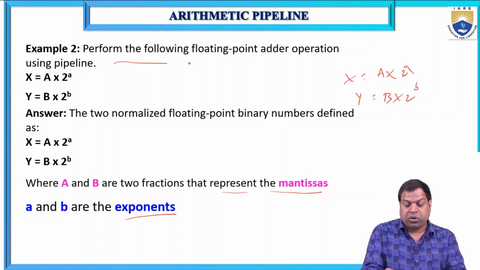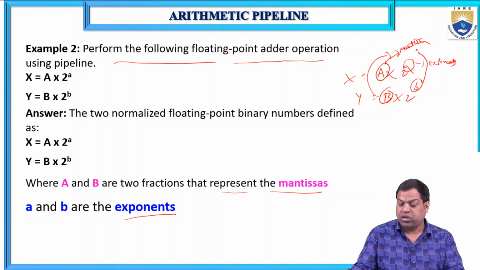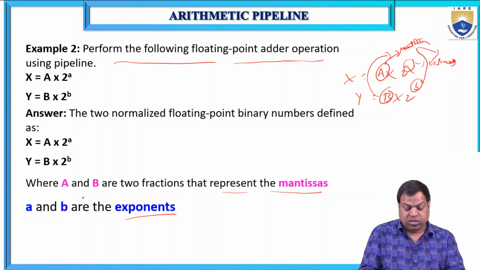So it is a question to perform the following floating point adder operation using pipeline. Floating point means we have to take floating numbers, and here one example, x equal to A into 2 power a and y equal to B into 2 power b. So it is in the form of mantissa and exponent. These are called exponents, and this is the mantissa. Capital A and B are the two fractions that represent the mantissa, and small a and small b are the exponents.